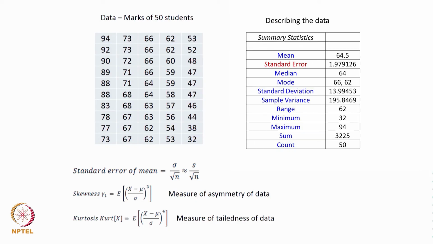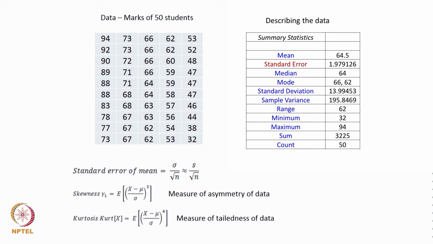Skewness and kurtosis use sigma as well, and they are measures of symmetry or asymmetry of data and tailedness of data respectively. We look at a little bit about skewness, particularly with respect to some distributions and data, but just for the sake of completion we are looking at these values of kurtosis and skewness. Range is the difference between the maximum and the minimum, which is 62, minimum is 32, maximum is 92, sum is 3225 and count is 50.